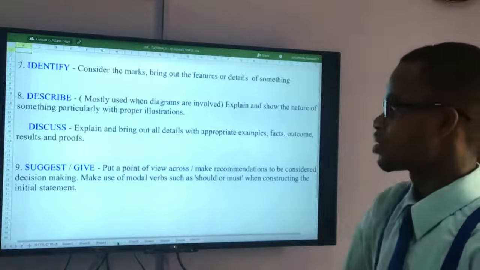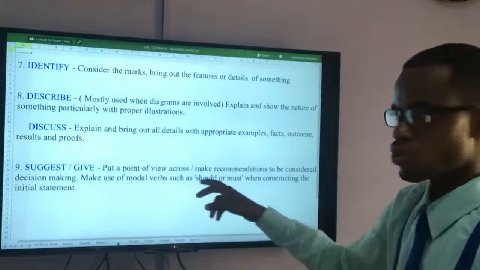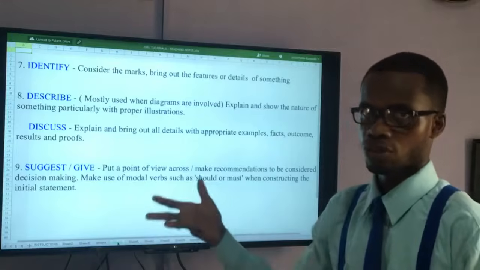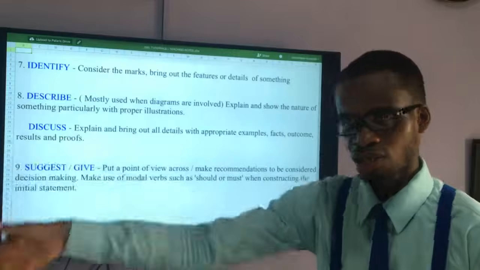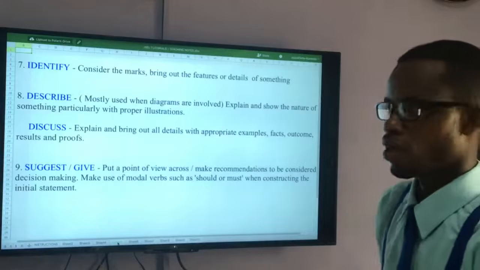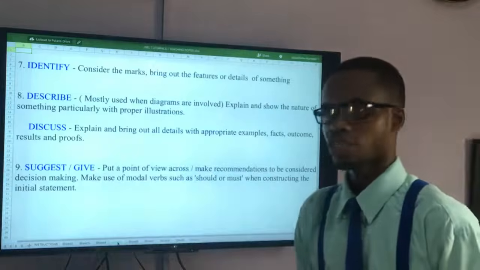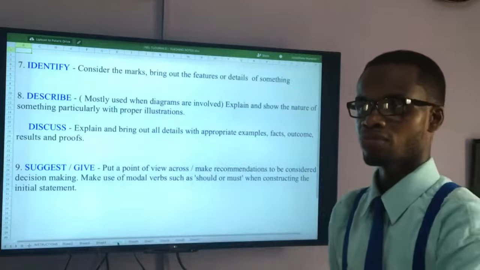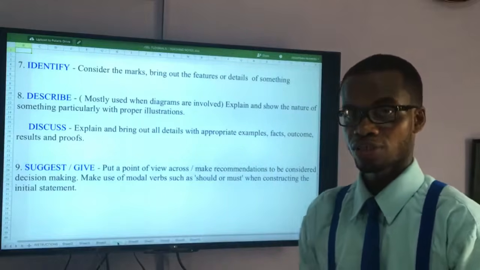So you are now suggesting, because that's what you observe, that it's not being done. Okay, so should or must, and use any of these. I will advise you to use more of the should. Okay, the must is more commanding. It's like you are trying to impose. Alright, so should. So when constructing the initial statement, that's your point. Then you go further to explain why you think that should be done.